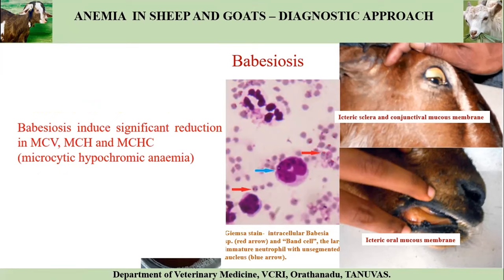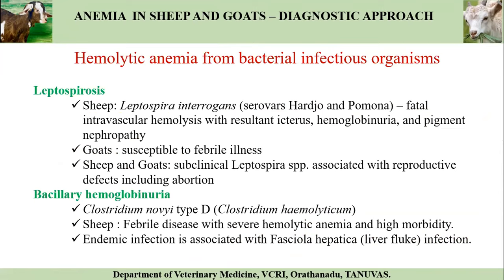Then hemolytic anemia from leptospirosis in sheep. Leptospira interrogans serovars Icterohaemorrhagiae and Pomona will cause a fatal intravascular hemolysis with the resultant icterus, hemoglobinuria, and pigment nephropathy. Goats are also susceptible to febrile illness from leptospirosis. Subclinical infections are commonly associated with abortion, stillbirth, infertility, and weak lambs or kids.